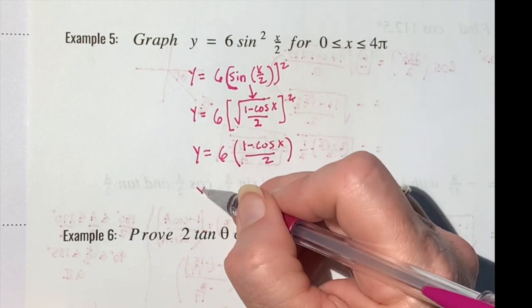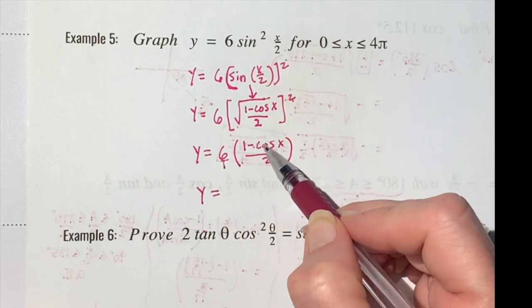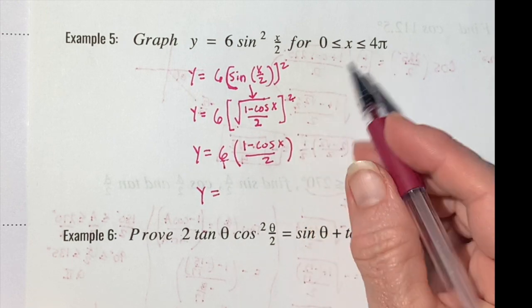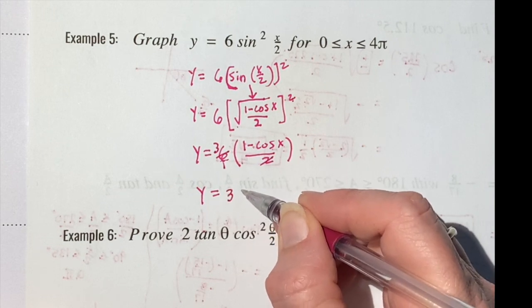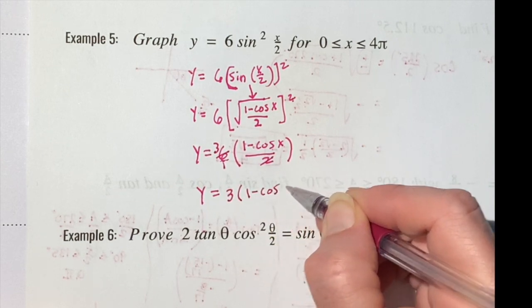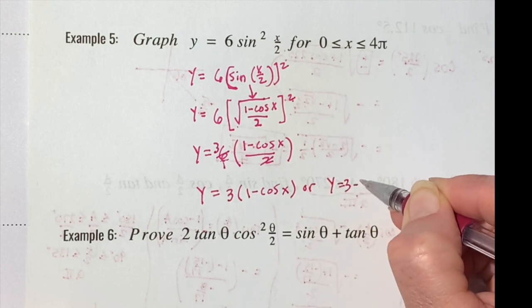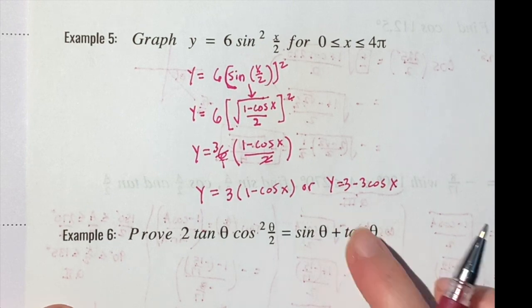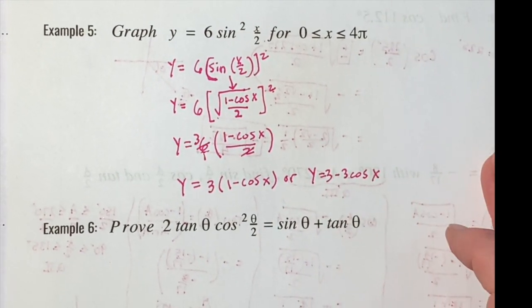All right, and so then if I multiply 6, maybe it's like 6 over 1, so I could distribute the 6 out there. Or I could just divide the 2 out. Let's do it that way. So that would be 3 times 1 minus cosine x, or y equals 3 minus 3 cosine x, if I go ahead and distribute that out. Okay, so it wants me to graph this over the interval from 0 to 4 pi.